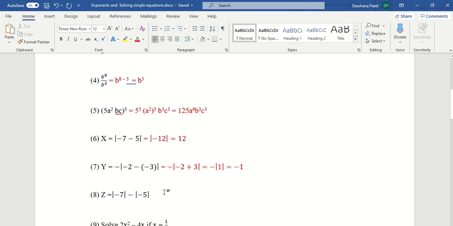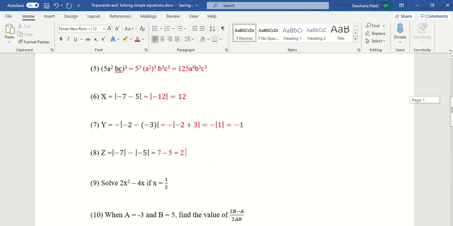Now for the next one here, we have the absolute value of negative 7, which will be a positive 7, subtract the absolute value of 5, which is positive 5. It's very tempting to make these two negatives positive, but we cannot do that. We have to do the absolute value first. The absolute value of negative 5 is positive 5, and the negative remains the same. So 7 minus 5 will end up giving us positive 2.